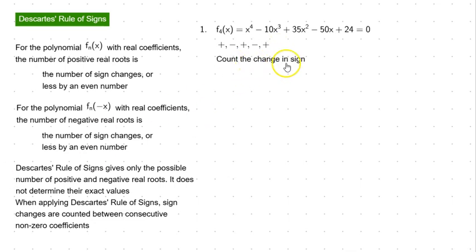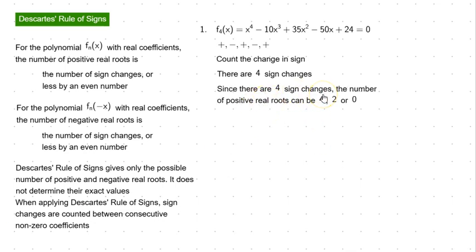Now we count the change in sign. So plus, minus, there is a change. Minus, plus, there is a change. Plus, minus, there is a change. And minus, plus, there is a change. So how many changes are there? 1, 2, 3, 4. 4 changes are there.